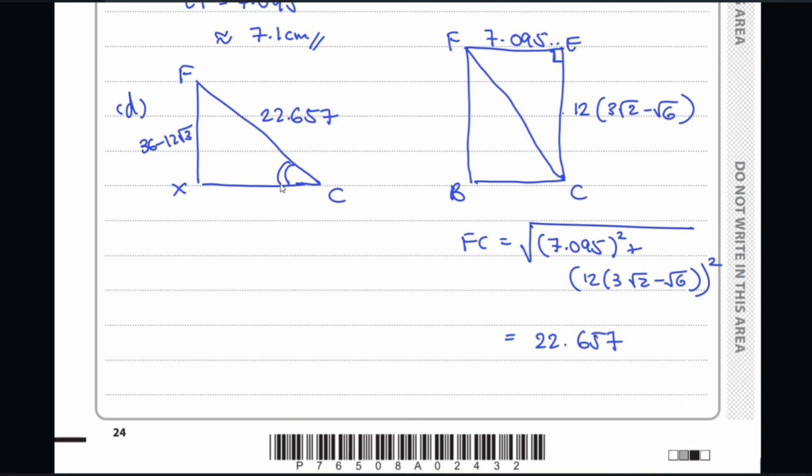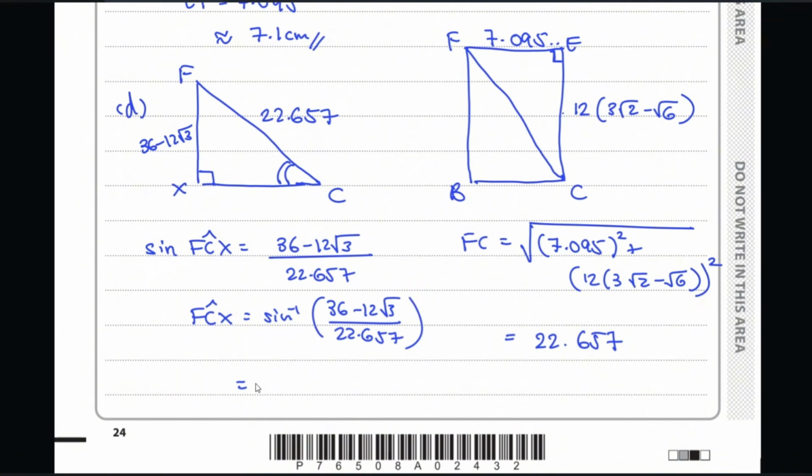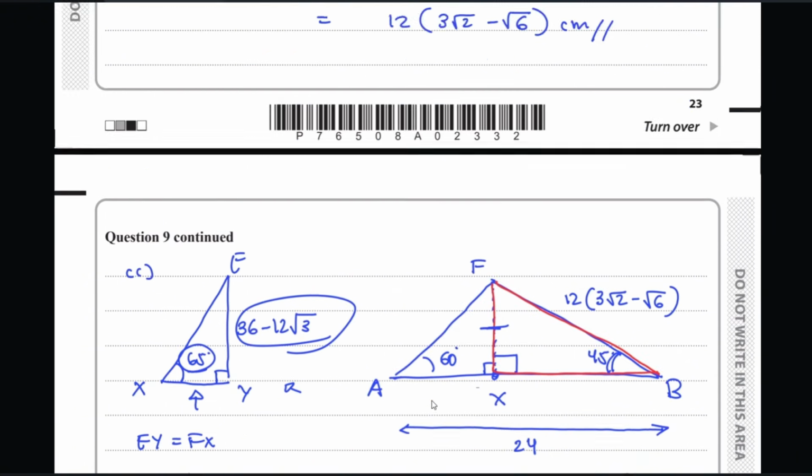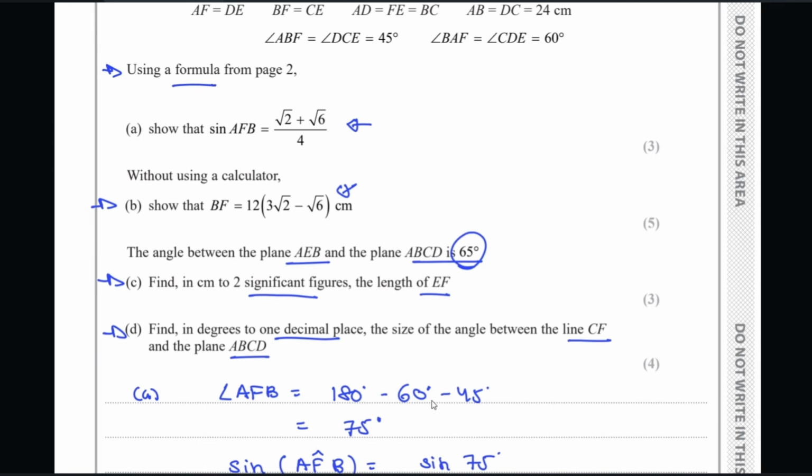That means we can find the angle FCX. We are looking at the opposite side and the hypotenuse, so we'll have to go with sine. Sine of angle FCX is equal to (36 minus 12 root 3) divided by 22.657. So FCX is equal to the sine inverse of all of this. Let's calculate this. That is 42.18 degrees. We want the answer in one decimal place, so 42.2 degrees. And that's the angle between the line CF and the plane ABCD.